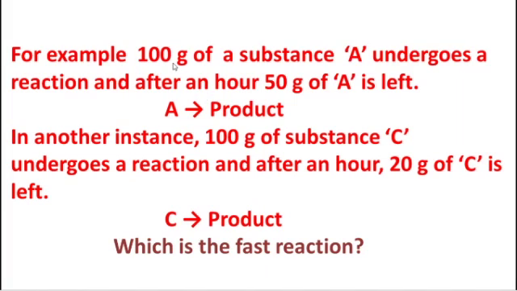In the first reaction, 100 gram takes part. In the second reaction, the reactant is also 100 gram. This is after an hour, and here also the time is 1 hour. In the first reaction, 50 gram of A is left. In the second reaction, 20 gram of C is left. C gives a product. From these two reactions, which is the fast reaction?